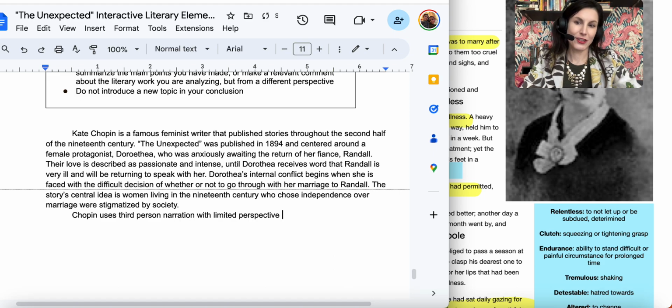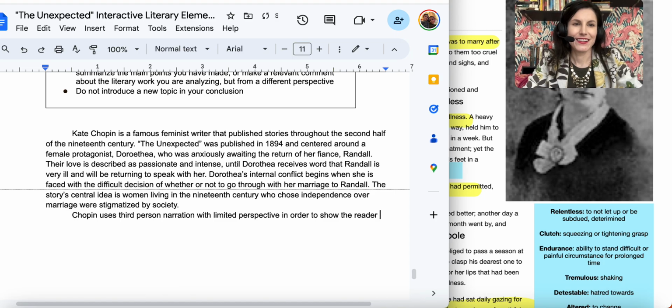Chopin uses third person narration with limited perspective in order to show the reader Dorothea's internal conflict.